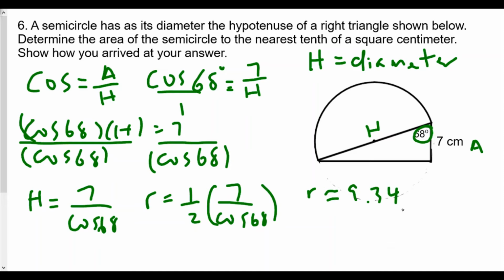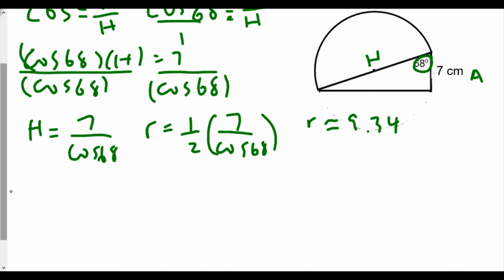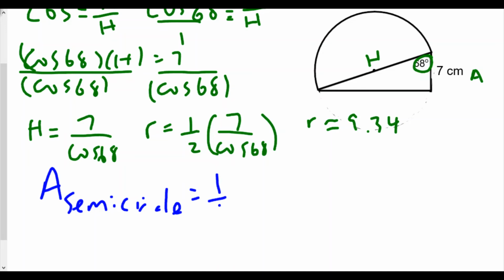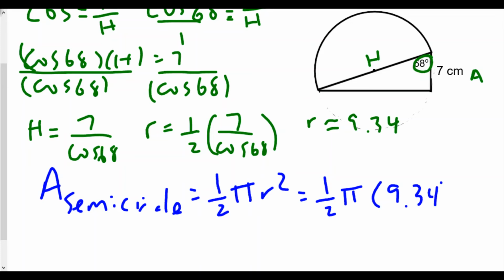Now, we want to find the area. We're looking to determine the area of the semicircle to the nearest tenth of a square centimeter. So very important, we want the area of the semicircle. The area of the semicircle is 1/2 times pi times the radius squared. So we're going to square the radius. Really it's going to be 1/2 times pi times 9.34 squared.